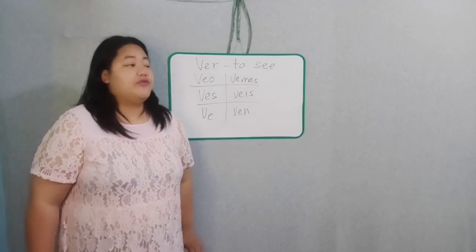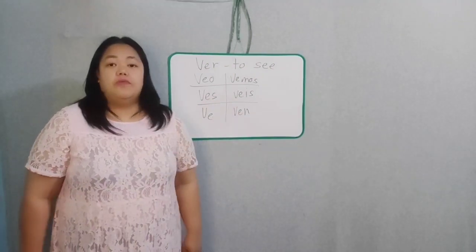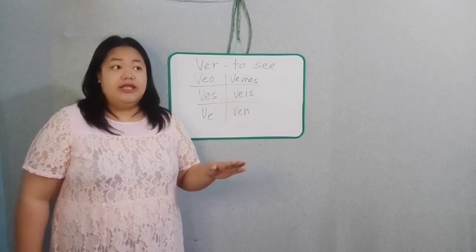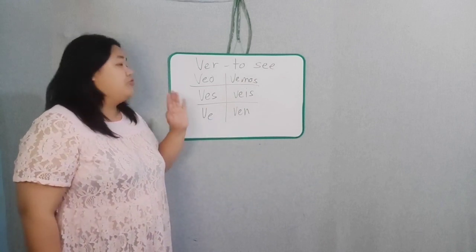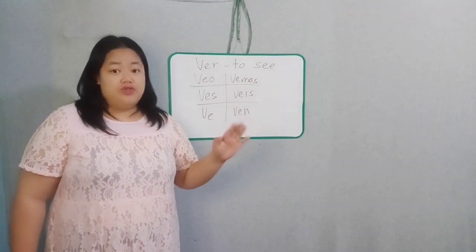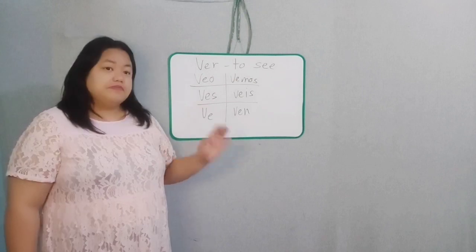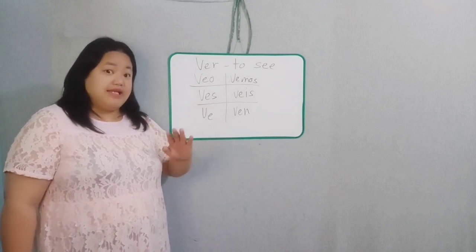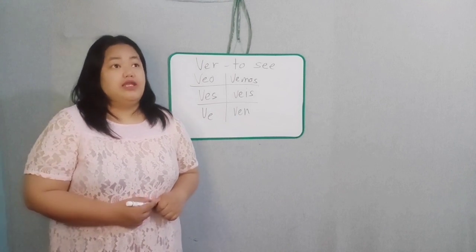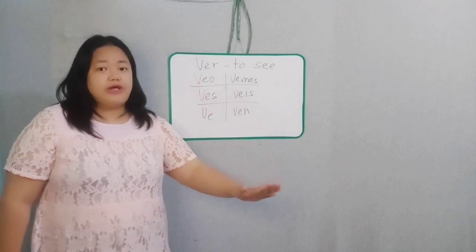Let's give examples for the verb ver. So, veo las letras. I see the letters. Then, tú ves las letras. You see the letters. Él ve las letras. He sees the letters. Then, you can conjugate the rest for practice.